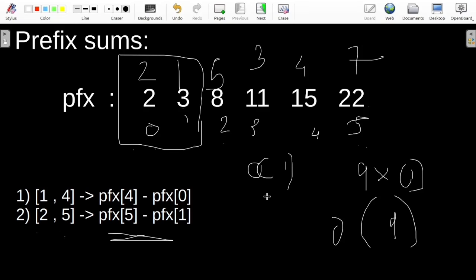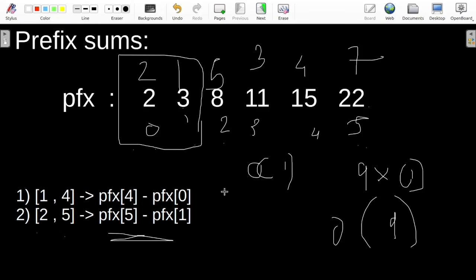Now everything looks fine till here, but now I will add the main problem. Till here you were answering static queries. What are static queries? That the array was static. There were no updates on the array. The array was the same from the start of all the queries until the end of all the queries. But let's say the queries are not static.